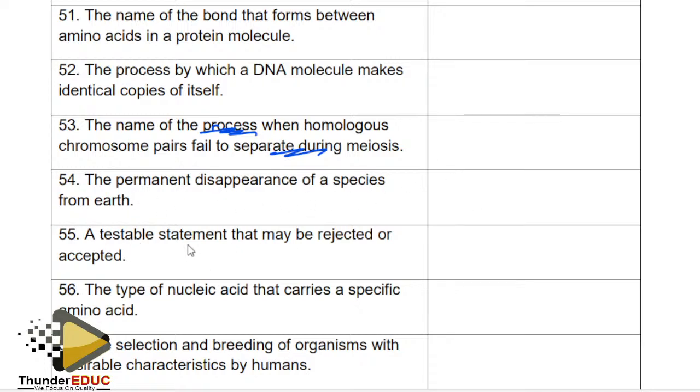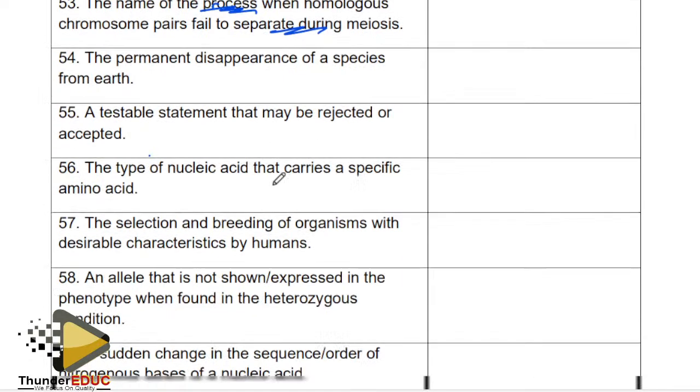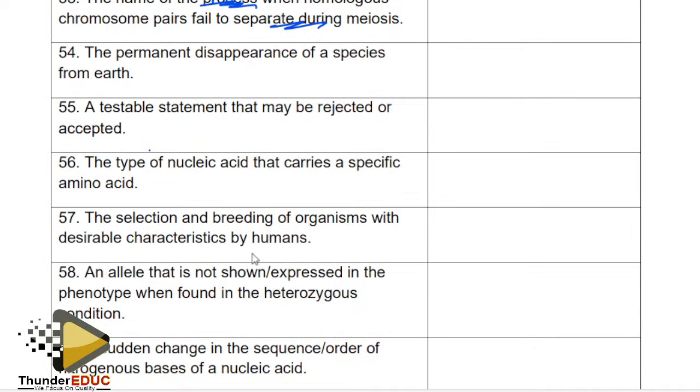They're saying that a testable statement that may be rejected or accepted is a hypothesis. The type of nucleic acid that carries amino acids, we call it transfer RNA. The selection and the breeding of organisms with desirable characteristics by humans, how do we call it? You select the breeding and then desirable characteristics. Since this is selection, we can call it selective breeding.